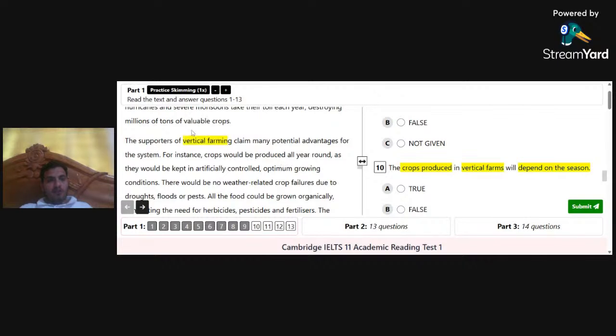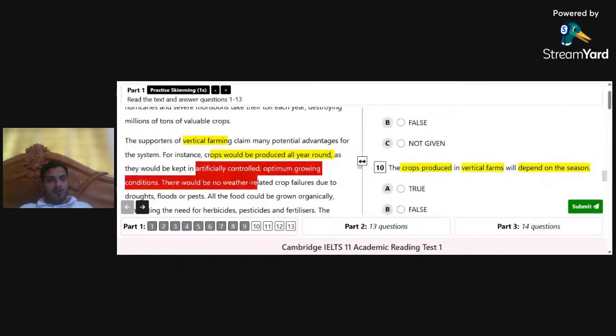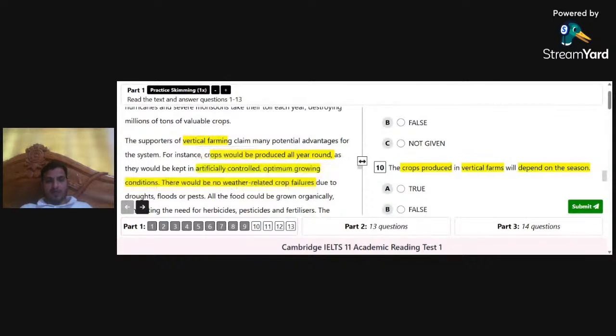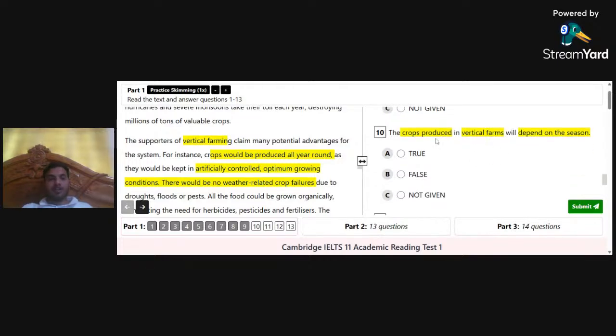Okay, with vertical farming, crops would be produced all year round. There will be no weather related crop failures. So if there are no weather related crop failures, meaning crops are not being spoiled because of the weather, then they are not depending on it. So here our information is completely contradicting this statement.